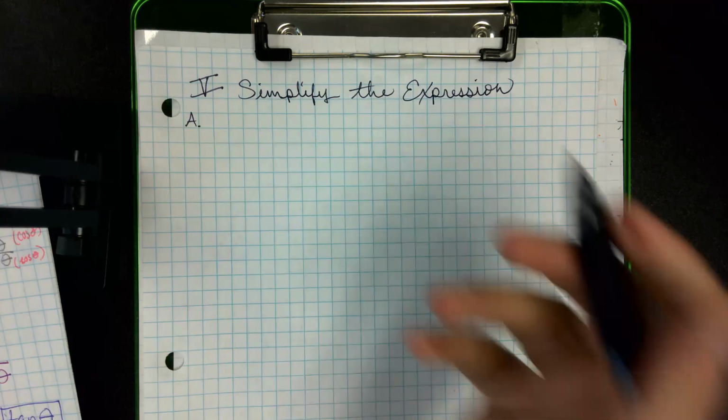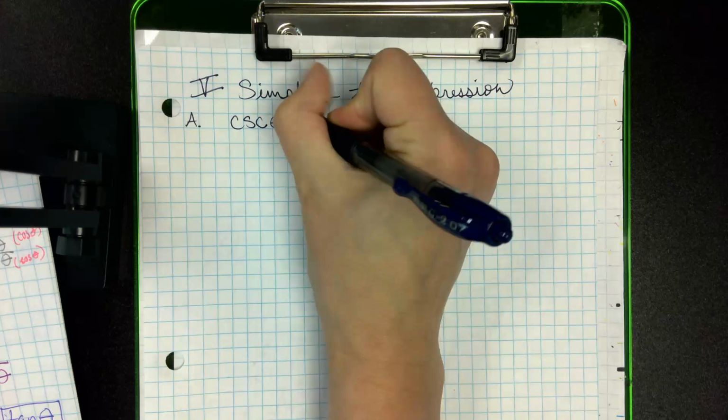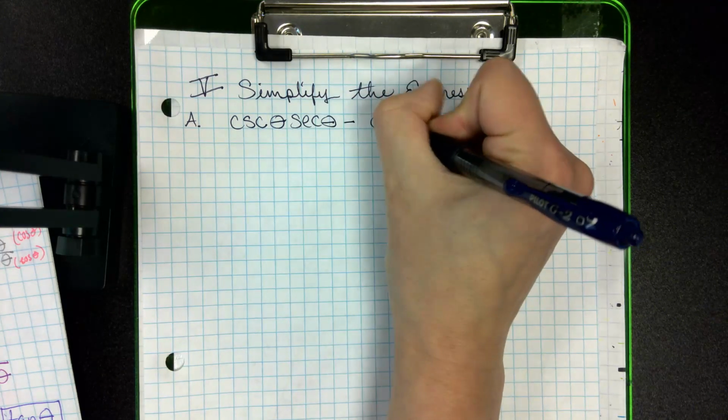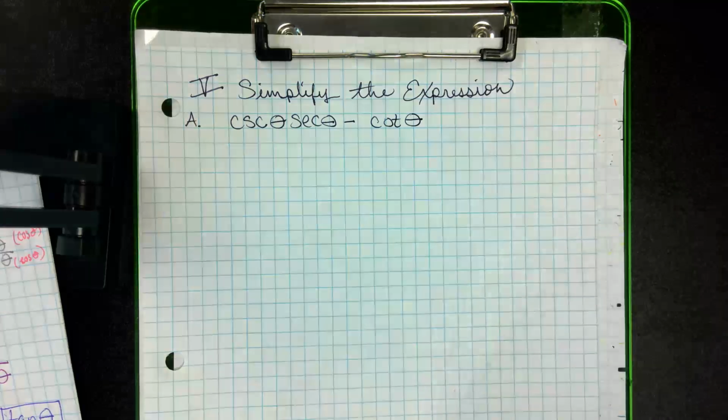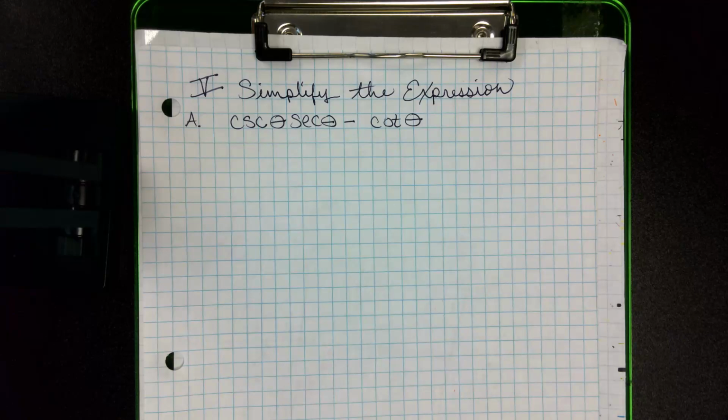All right, we're going to simplify the expression: cosecant theta secant theta minus cotangent theta. So you're going to simplify it. To start simplifying, let's turn it into the simplest trig functions.